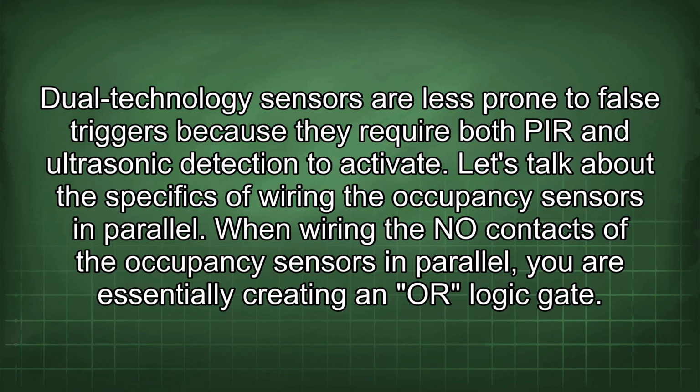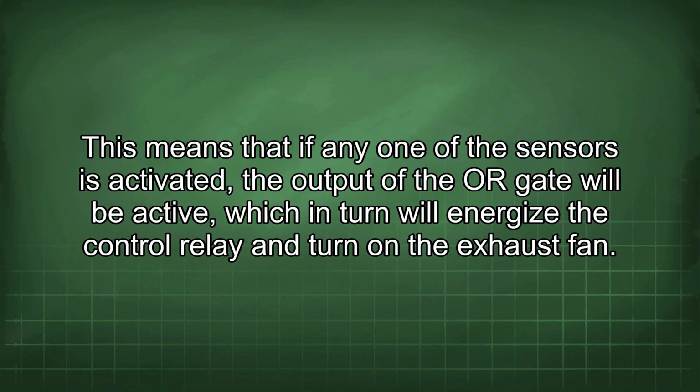Let's talk about the specifics of wiring the occupancy sensors in parallel. When wiring the NO contacts of the occupancy sensors in parallel, you are essentially creating an OR logic gate. This means that if any one of the sensors is activated, the output of the OR gate will be active, which in turn will energize the control relay and turn on the exhaust fan.